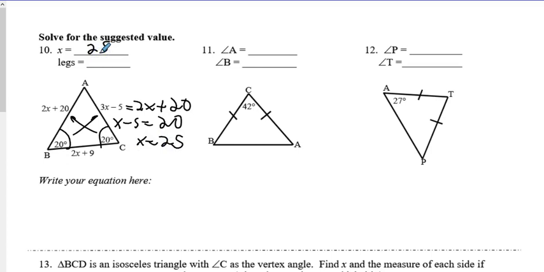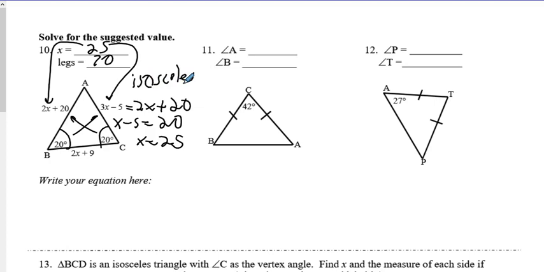Then it asks just for the legs on this one. So I'm going to plug 25 in right here. 2 times 25 is 50, plus 20 is 70. I could also put it right here. 3 times 25 is 75, minus 5 is 70. It works out either way because they are the same. So this triangle is isosceles. It doesn't ask for that, but it never hurts to practice our vocab.